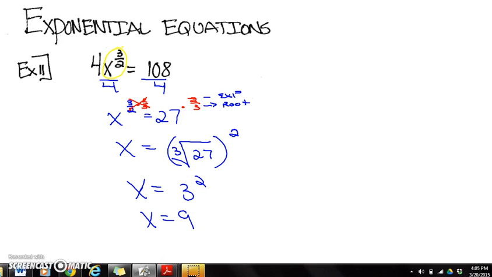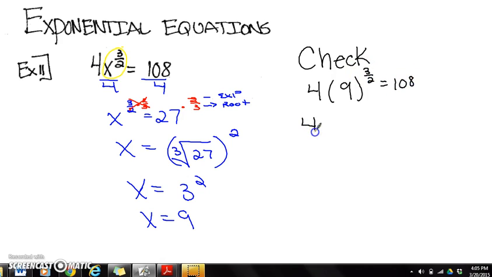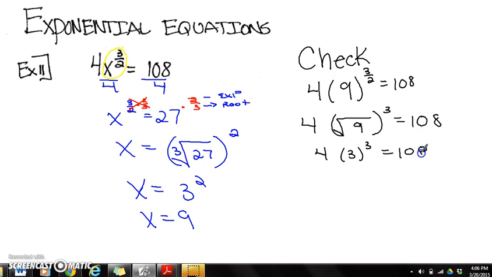X will be 9. If we check it, this will be 4 times 9 to the 3/2 equals 108. Well, this will be 4 times the square root of 9 cubed equals 108. Well, the square root of 9 is 3, so 4 times 3 cubed equals 108. This will be 4 times 27 equals 108. And so 108 equals 108. And it works. And good. That's how you check it. So you know.